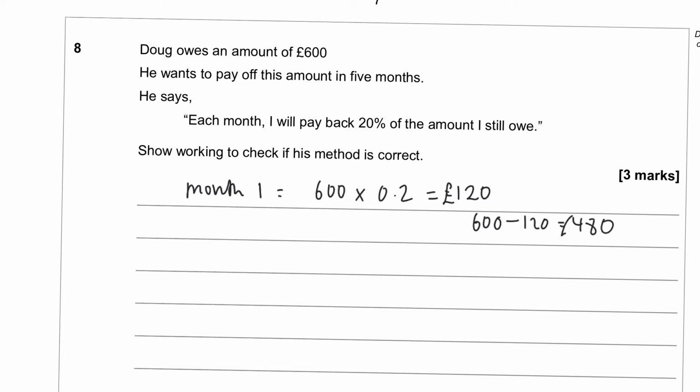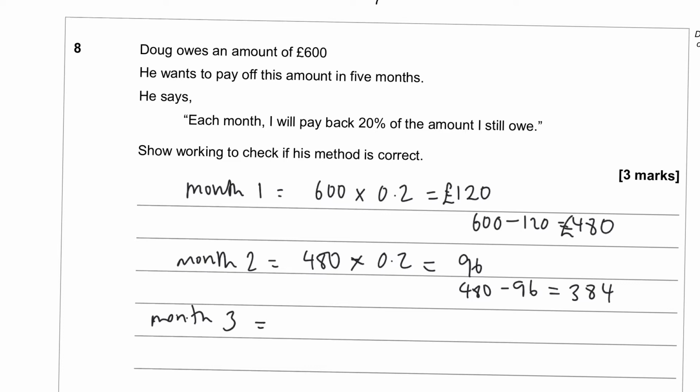480. So then for month 2, he's going to be paying off 20% of 480, and that would give you an answer of 96. So then if you did 480 take away 96, you'd be left with 384, and then month 3.